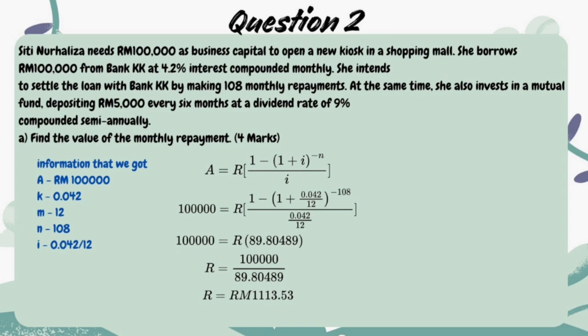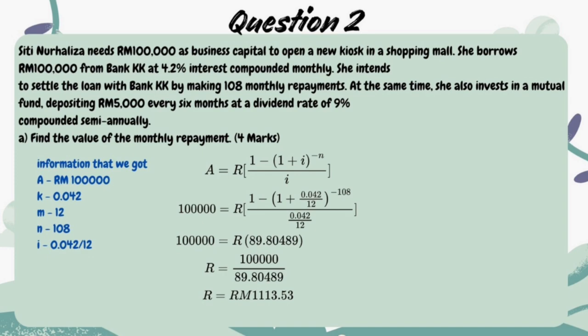For this question, we need to use the formula A equals R times the fraction 1 minus open bracket 1 plus i close bracket to the power of negative n, divided by i. Step 1, we need to substitute the information that we got into the formula, which is 100,000 equals R multiplied by the fraction 1 minus open bracket 1 plus 0.042 over 12 close bracket to the power of negative 108, all divided by 0.042 over 12.